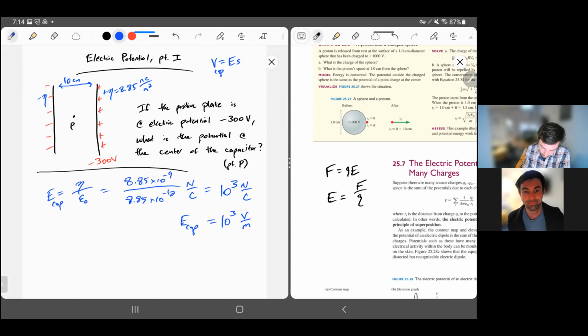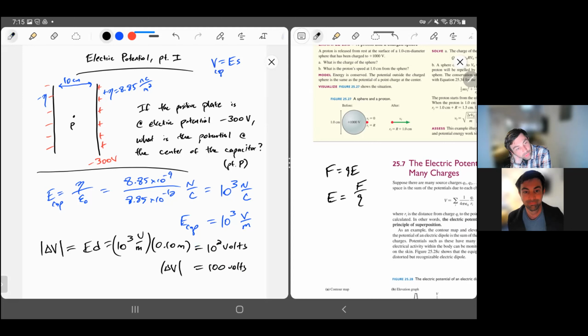And this is great because we can multiply by the distance separating the two plates to get the total potential difference across the plates of the capacitor. So the delta V, the magnitude of the potential difference between these two plates, is E times the distance. So this is 10 to the 3 volts per meter times 0.1 meters, the distance between the two plates. So it looks like this is 10 to the 2 volts, or 100 volts is delta V.